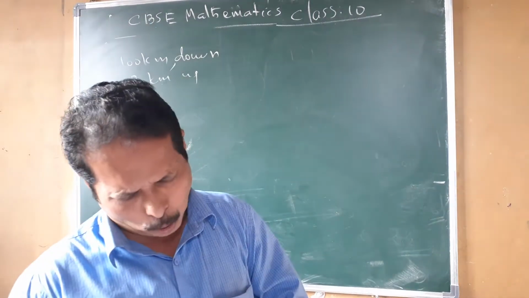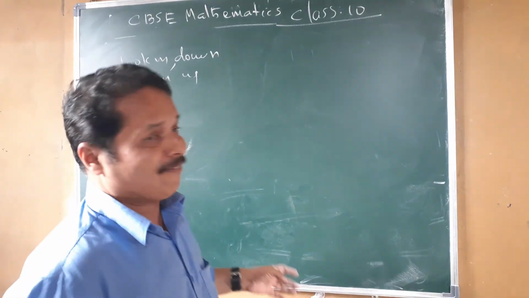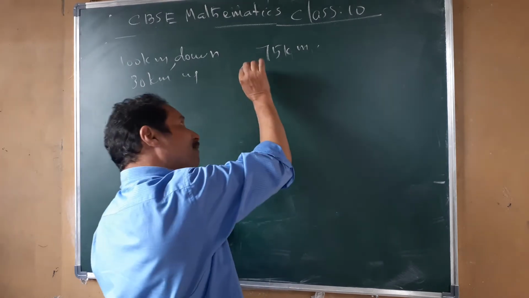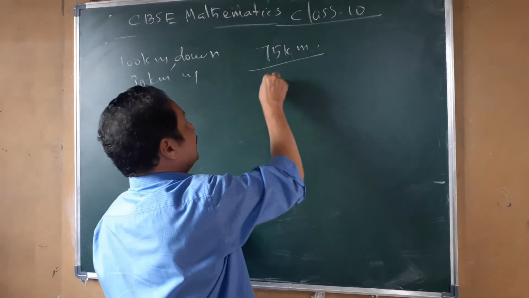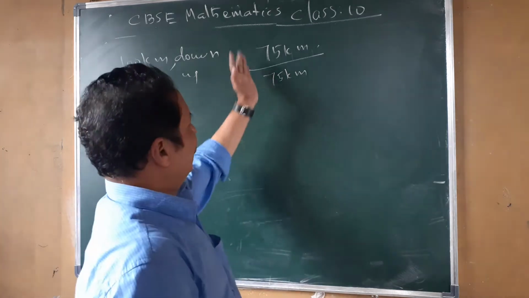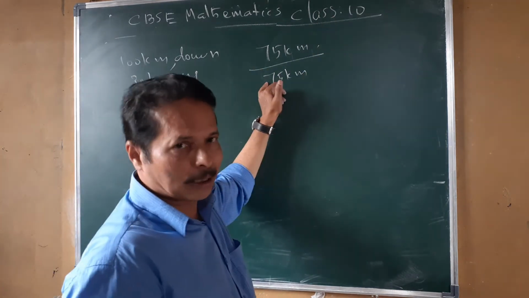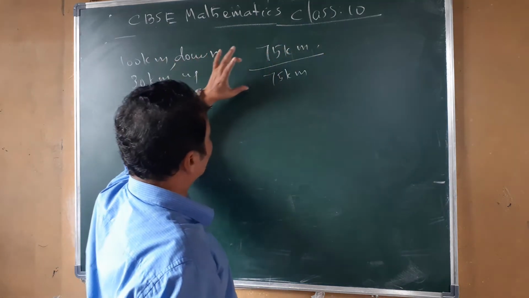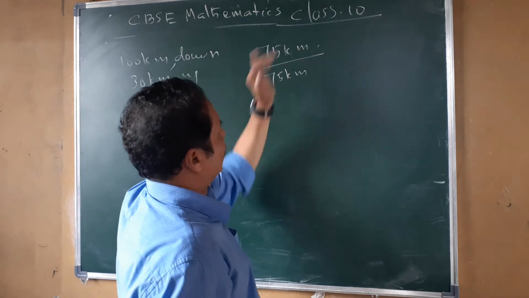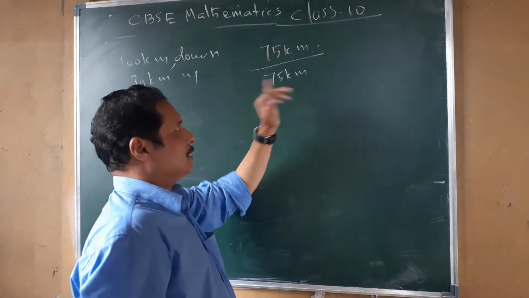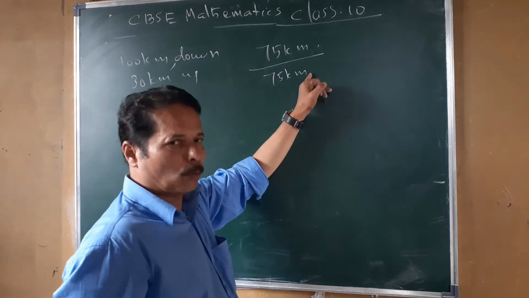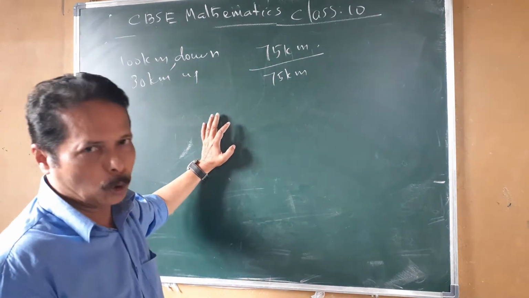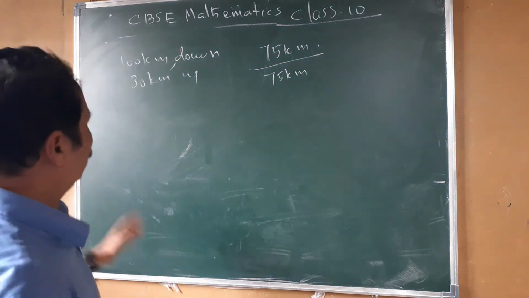If the same boat with the same speed goes 75 kilometer upstream and returns back, so 75 kilometer upstream and 75 kilometer downstream, that is returns back in 8 hours. Okay, find the speed of the boat and speed of stream. That's the question.